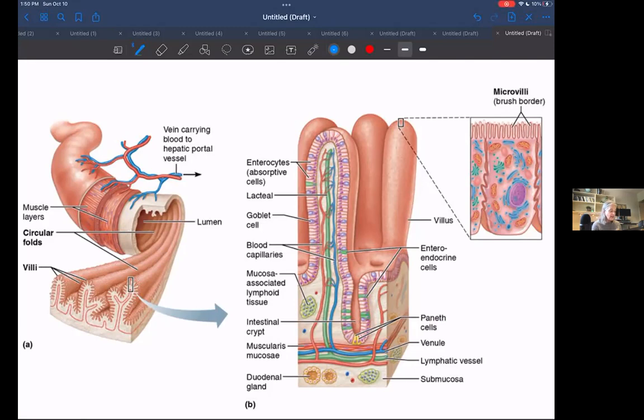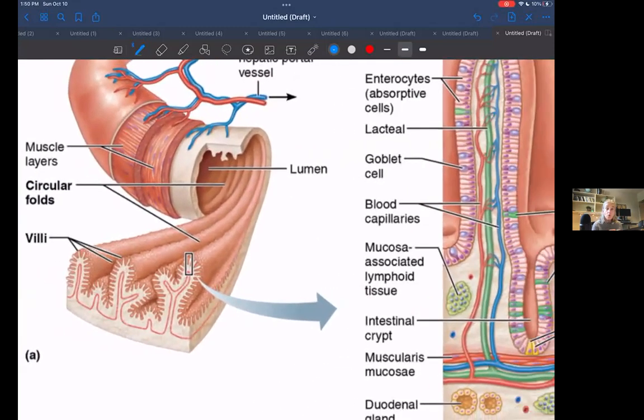So if we look at this, you can see that it has folds. So we can write that there's folds that increase the surface area. And then we have villi on those folds. So a villus is a finger. And then we have microvilli, very small cytoplasmic extensions called microvilli. All of these act to increase the surface area.